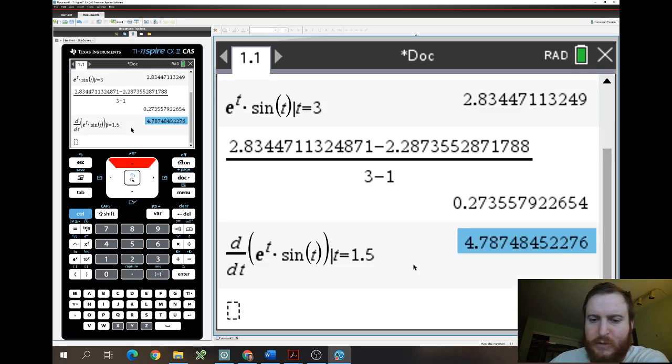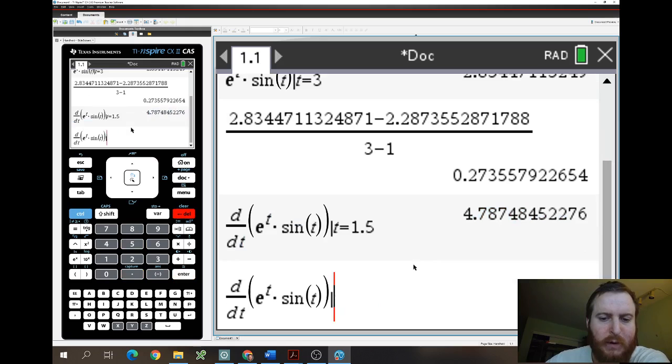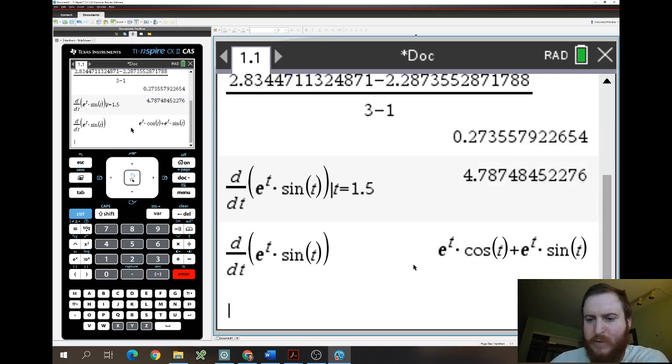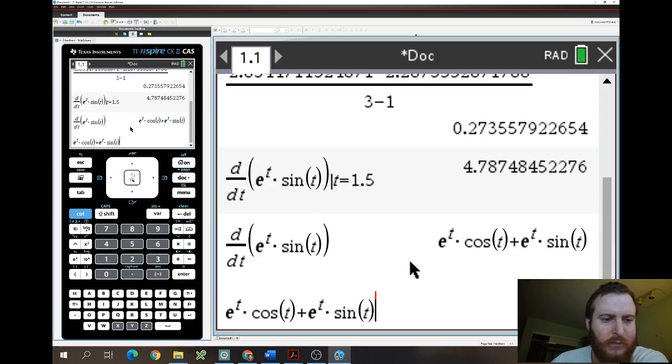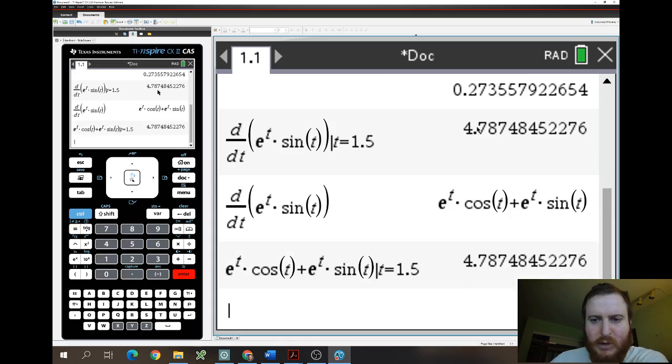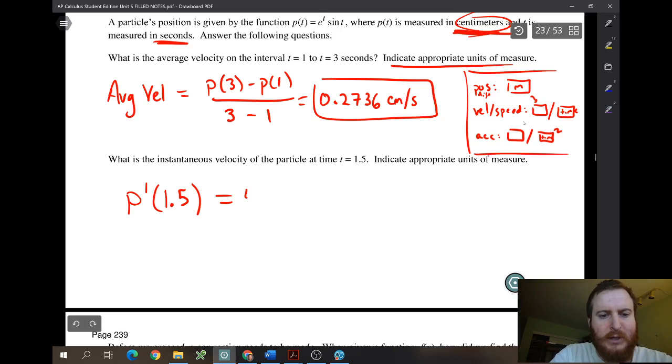And there's that. You could have done this in 2 steps, right? You could have said, let's find the derivative first. And that's my formula for the derivative. And then you could have plugged in here at time equals 1.5. And you'll get that same answer of 4.78. I like to do it in 1 step, like this. But if you want to do it in multiple steps, that's okay as well. So 4.7875. And again, it's a velocity, so our units are going to be the units for velocity, which in this case are centimeters per second.